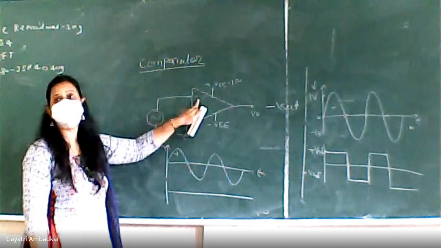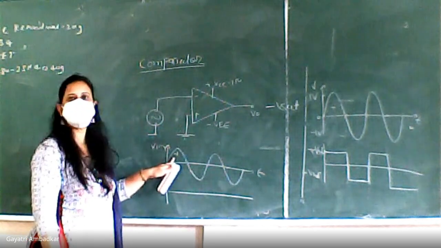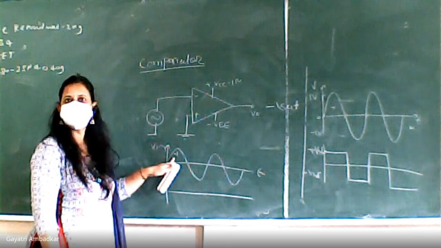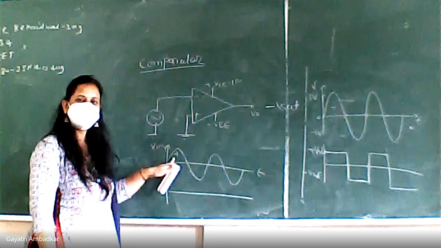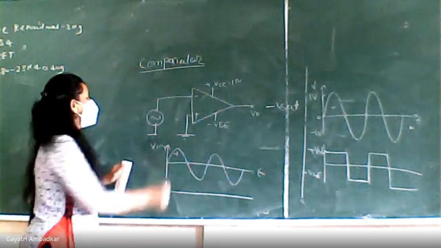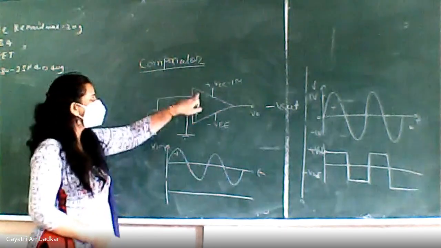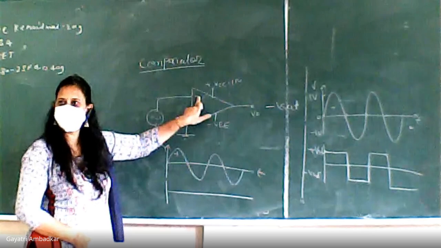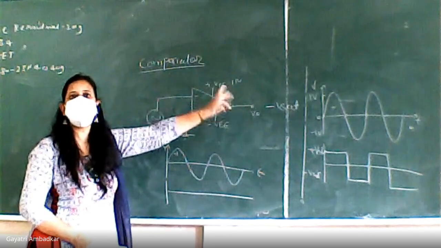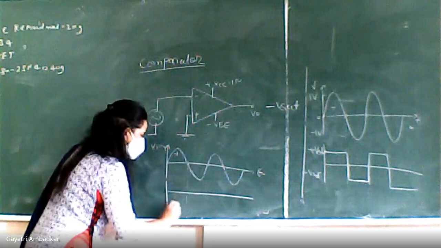Input I have connected to inverting. During the positive half of input, what will be the output? Negative. Negative, correct. Input is positive, which means the input is greater, and it is connected to inverting, so the sign of the output will be minus. So you will get minus Vsat.